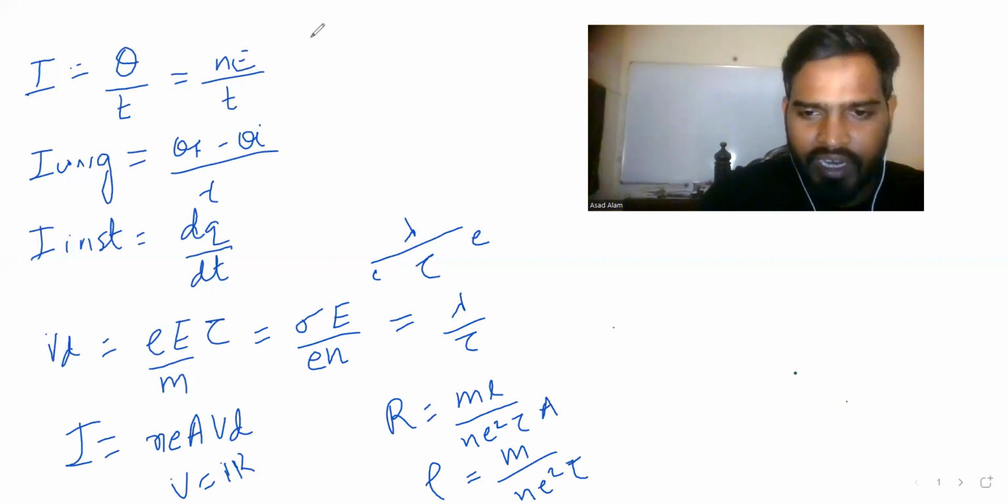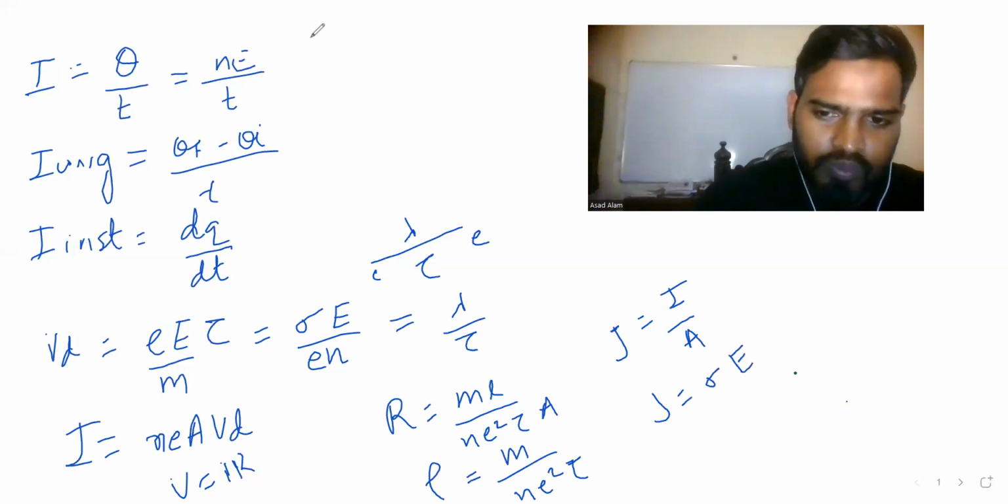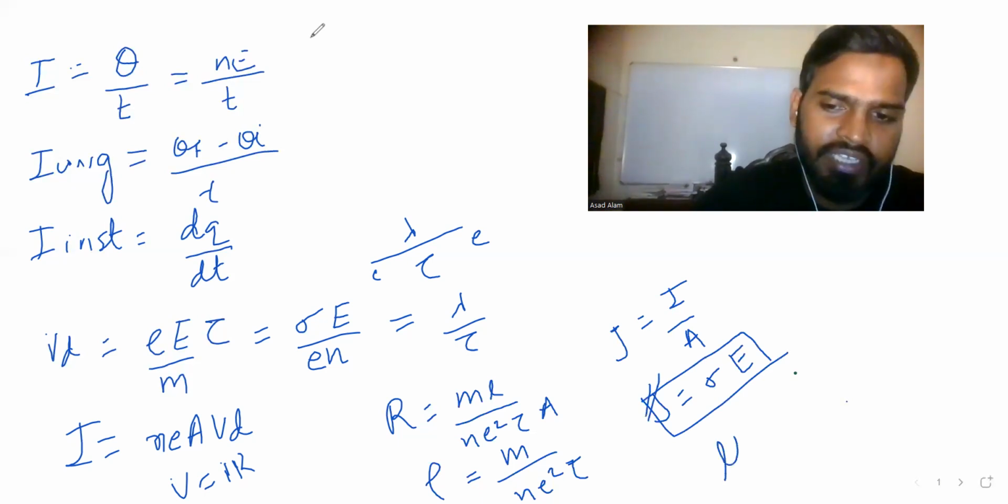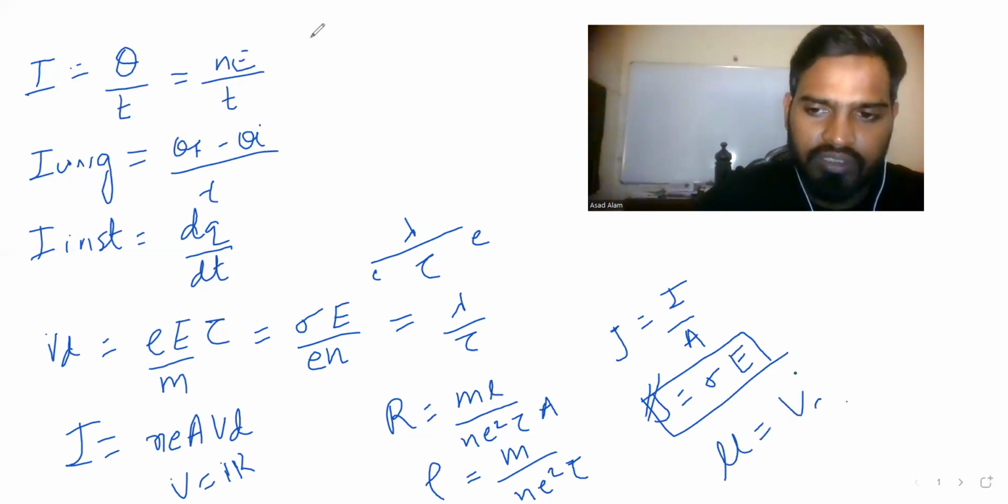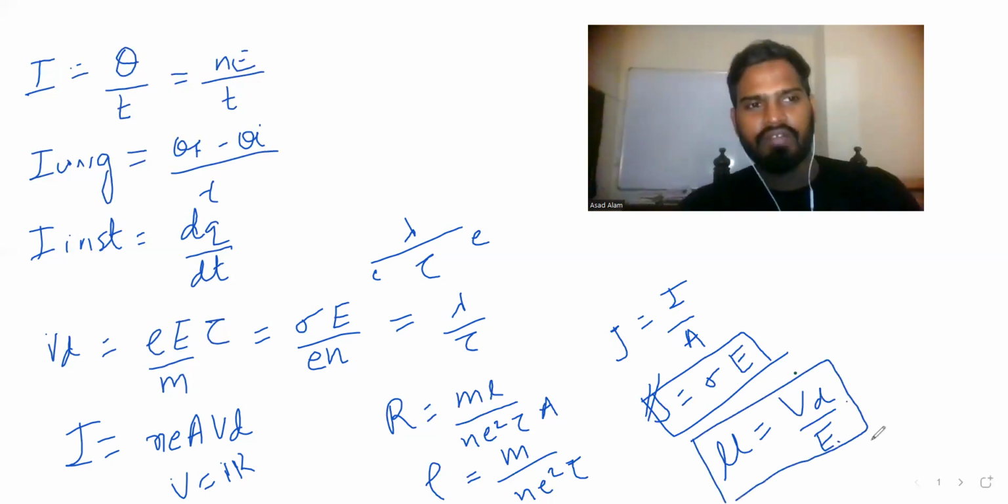Then we had done current density, that is denoted by J. J is equal to I by A. J is equal to sigma E also. That we say Ohm's law in a vector form, right? Mobility, then we had done drift velocity per unit electric field. So these are the formulas that we had done yet in current electricity.